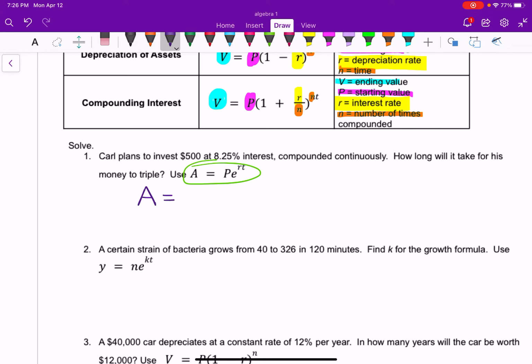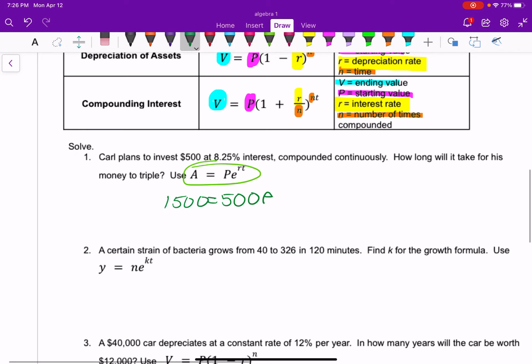Okay? So if we start with $500, that's our P, 500. If we want to triple that, that means we want our ending amount to be 1,500. Okay? E is a constant. R is the rate. So the rate in this problem is 8.25. We have to divide that by 100 before we put that into our equation. And so when you divide that by 100, you get 0.0825t. Now it's about solving a natural log problem.